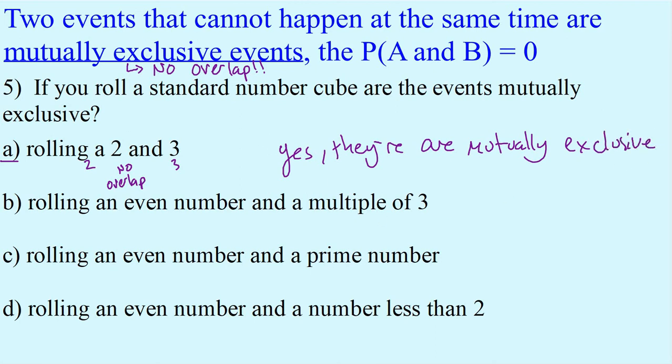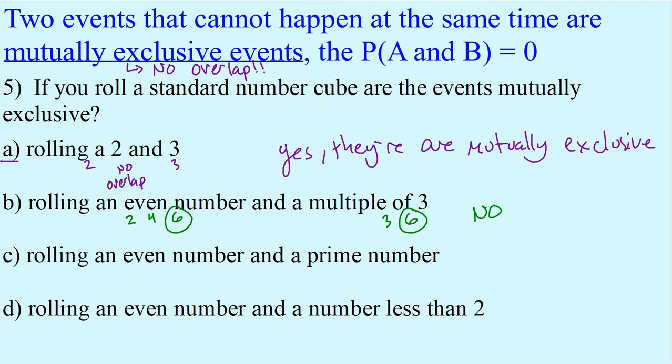The second one, part B, rolling an even number. So my options are 2, 4, 6. Getting a multiple of 3 is either a 3 or a 6. Well, we do have an overlap, so no, they're not mutually exclusive.